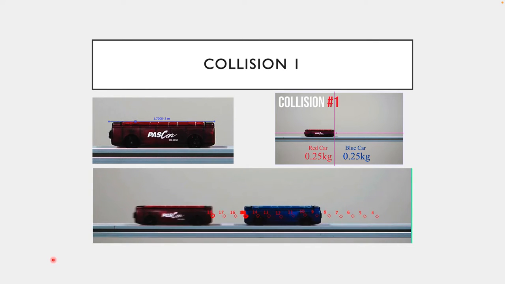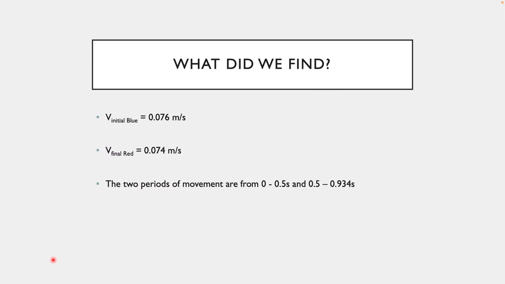So first, I modeled collision 1 in Tracker. I modeled it like every other lab, and I was able to get some data from it. I got the initial velocity of the blue cart and the final velocity of the red cart, and you can see that there's a tiny difference in the velocities, and this is going to affect the momentum.